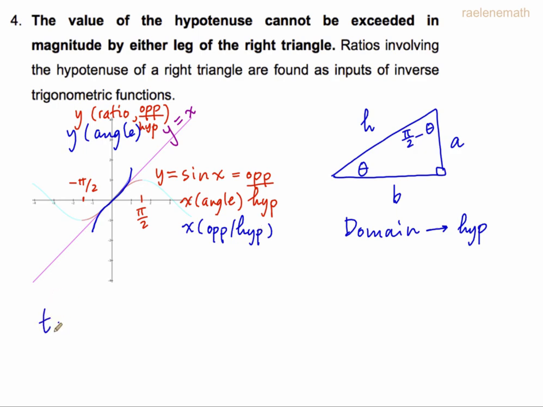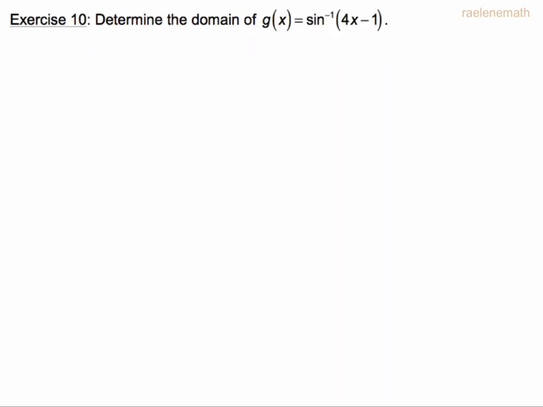Now, there's a trig function of tangent of the angle, which is the opposite over the adjacent, and it doesn't involve the hypotenuse at all. So it's not part of this domain restriction. Okay, let's take a look at an example.